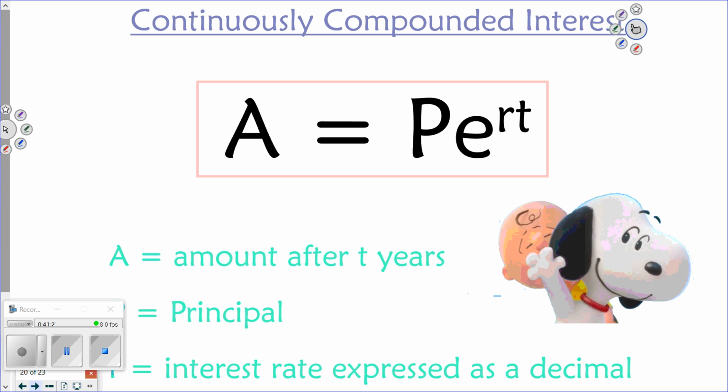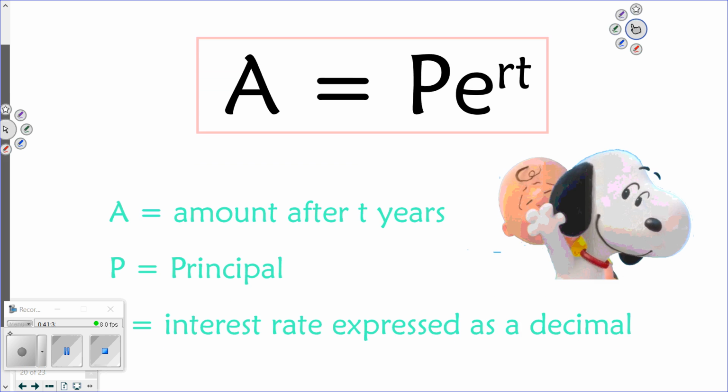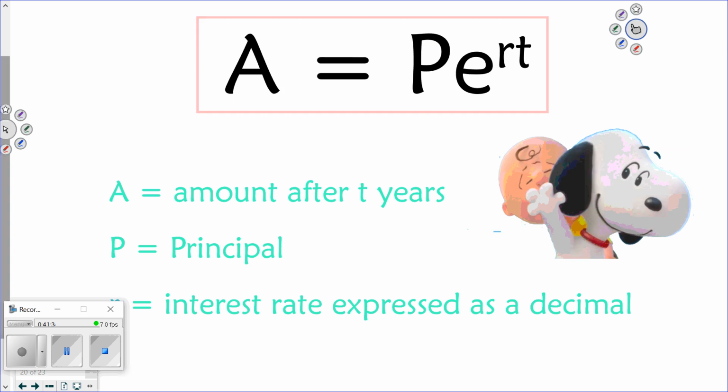So we're still solving for money. P is still my principal. E stands for a number, right? We have an E button on our calculator. And then the R is still my interest as a decimal. It's still the same letters and formula.